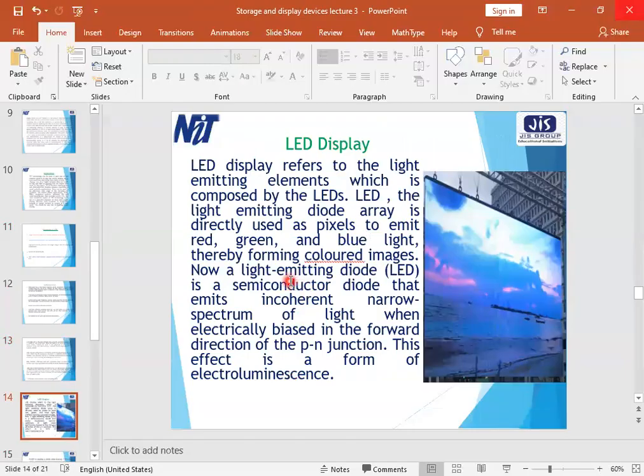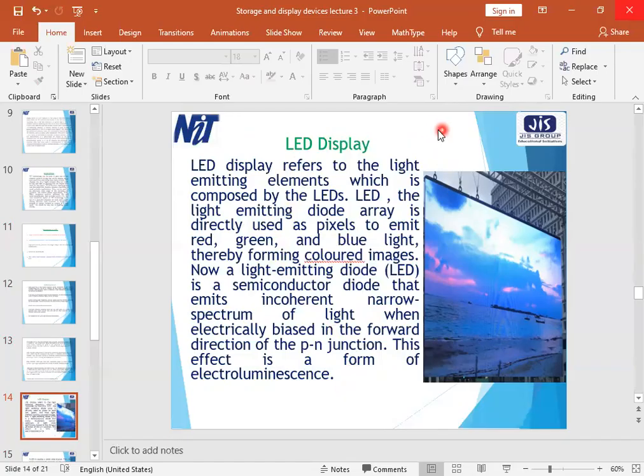LED displays. Now, what is LED? The full form of LED is light emitting diode. We have learned what LEDs are. LEDs are forward biased PN junctions in which the energy released due to the recombination of electron and hole is in the multiple of h nu, that is one photon energy.